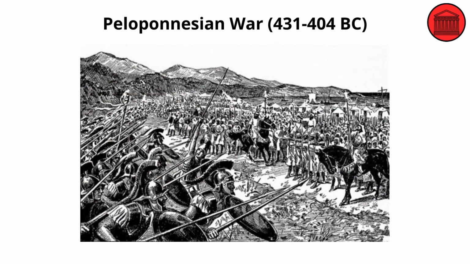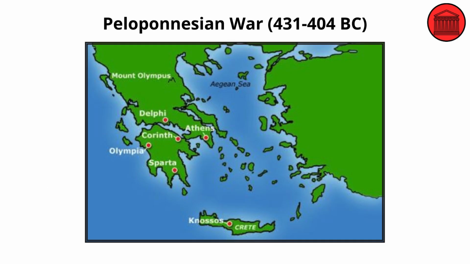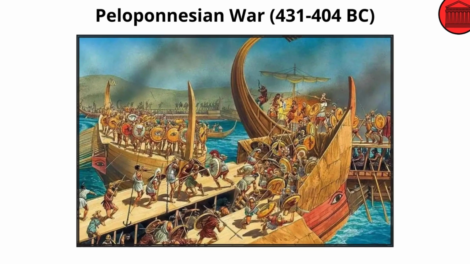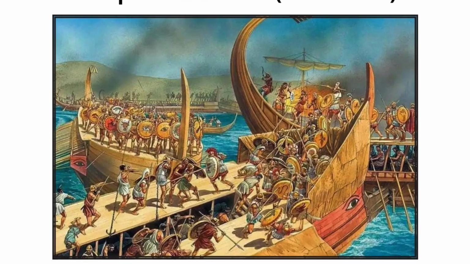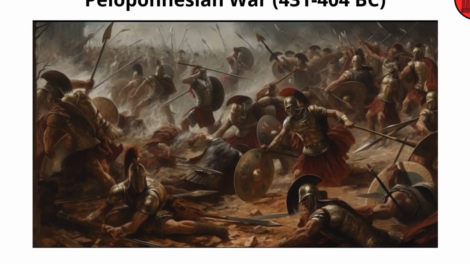Peloponnesian War. The Peloponnesian War was fought between Athens and its allies, known as the Delian League, and Sparta and its allies, known as the Peloponnesian League. It was a conflict for dominance in ancient Greece. Athens, with its powerful navy, controlled the sea, while Sparta, with its formidable army, dominated the land.